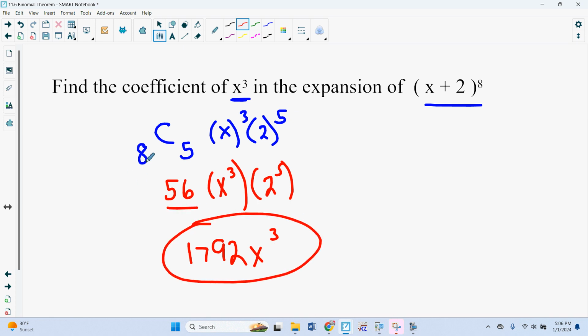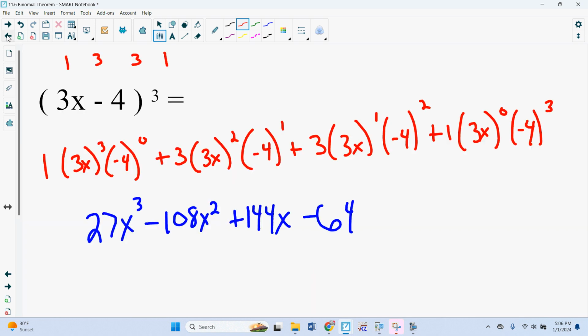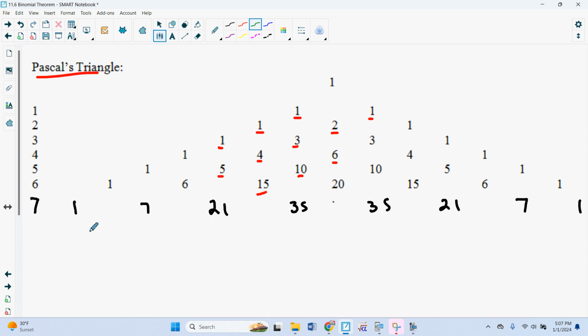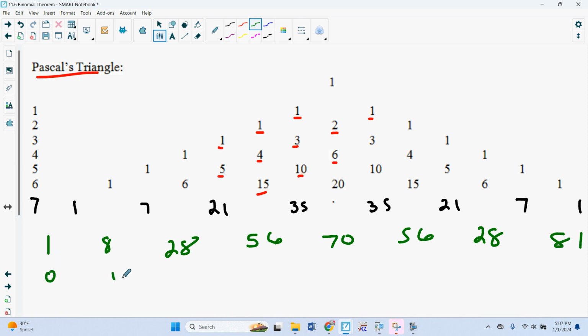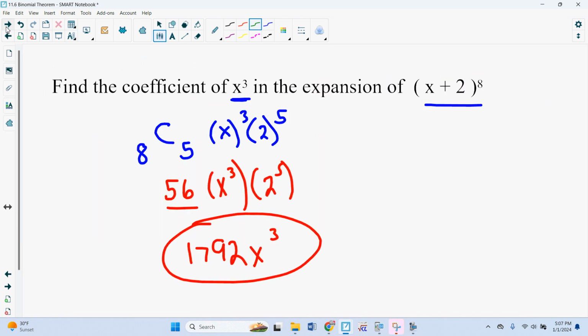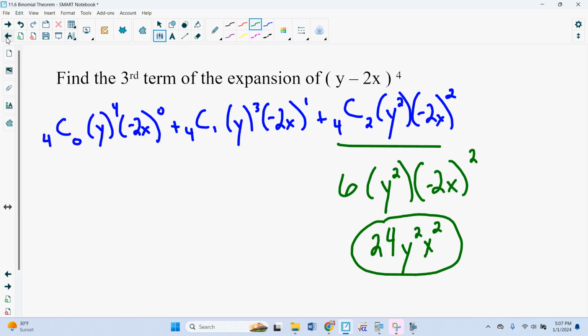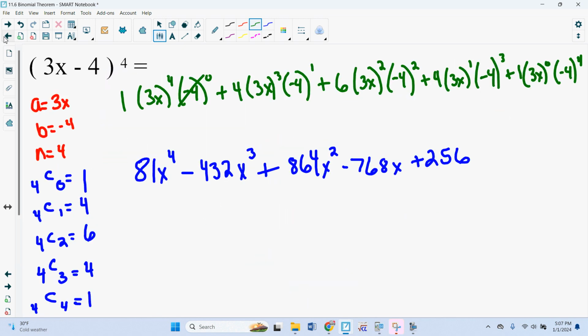Now, you also could find this 56. This is the 8th row, the 5th term. We could go back to here, and if I wrote down the 8th row, this would be 1, 8, 28, 56, 70, 56, 28, 8, 1, with positions 0, 1, 2, 3, 4, 5. This is our 5th term, which is 56, which is the same thing we got there. So multiple ways of getting that coefficient. So this homework will include both finding the coefficient of a term, finding what a certain term is, and just expanding out an expression such as this.